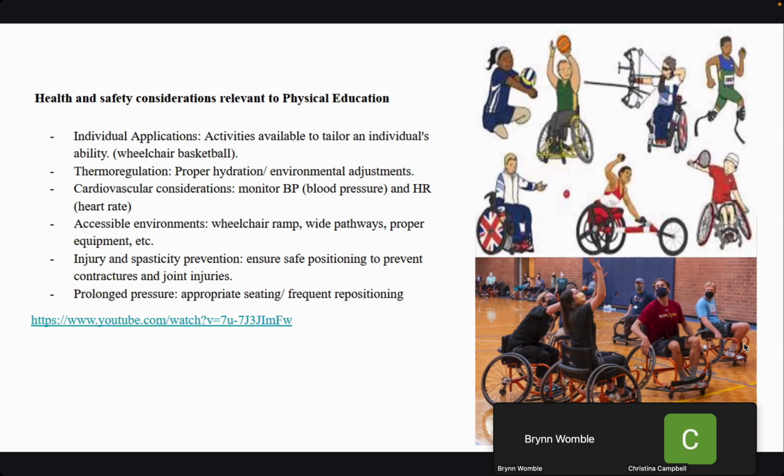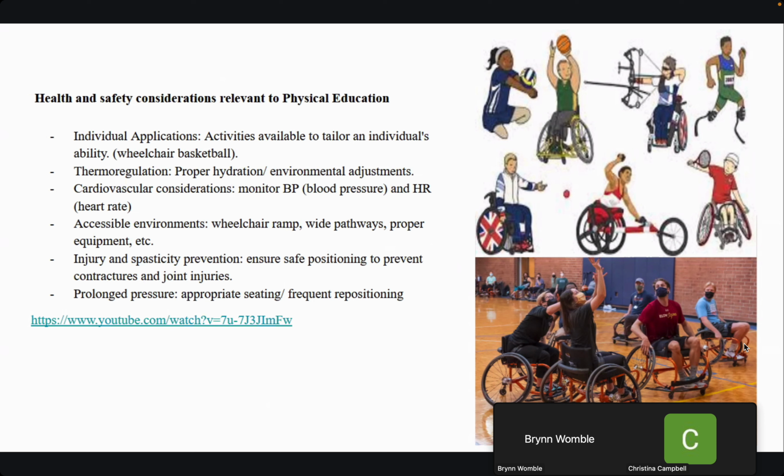Next, thermoregulation awareness should also be considered. Many spinal cord injuries can affect body temperature regulation. This increases the risk of overheating or hypothermia. A professional should make sure there is access to proper hydration and environmental adjustments if it is necessary. Cardiovascular considerations are also something that should be a factor. Individuals with high-level spinal injuries may have reduced cardiovascular function. PE teachers and therapists should monitor heart rate and blood pressure during physical activity.